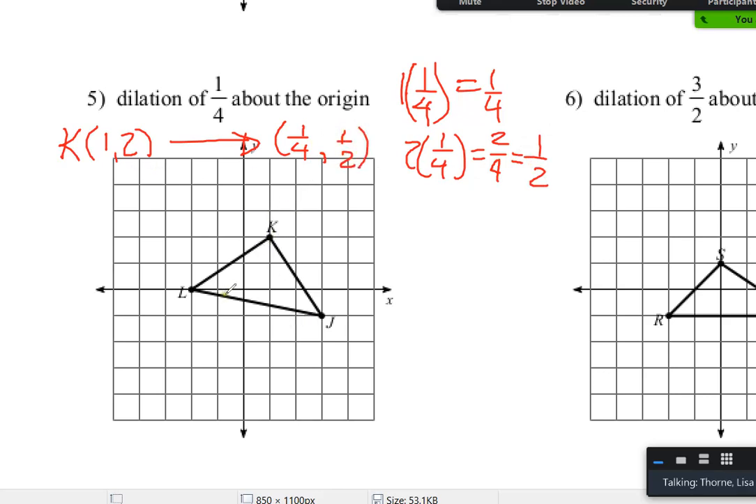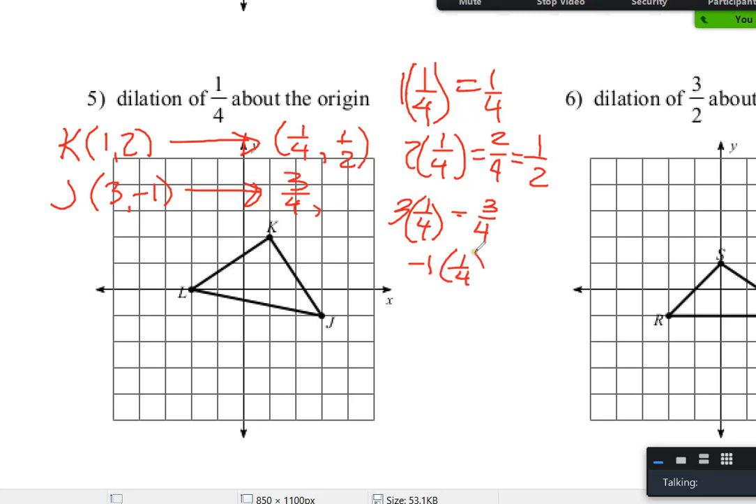Let's see, J's coordinates are 3, -1. So I'm going to take 3 times a fourth. That makes 3/4. And -1 times a fourth. That makes -1/4. And then I'll do L.